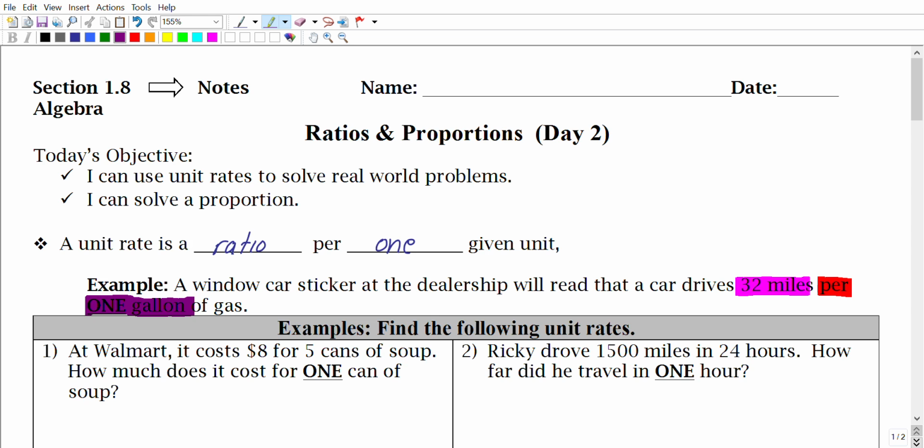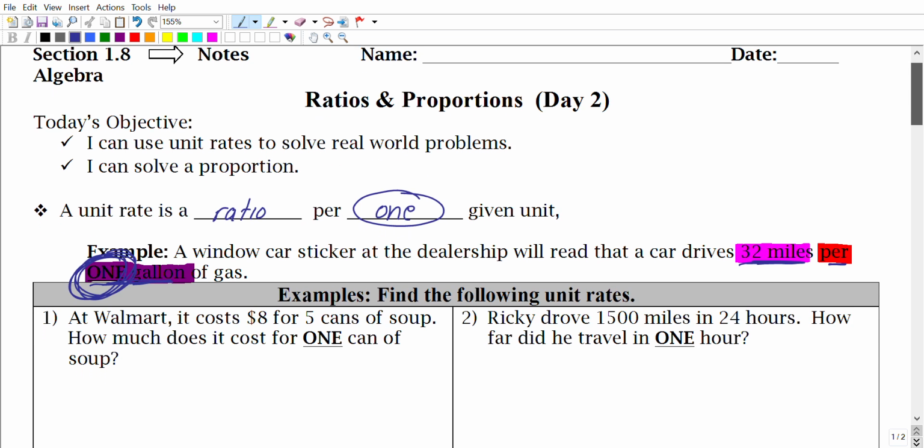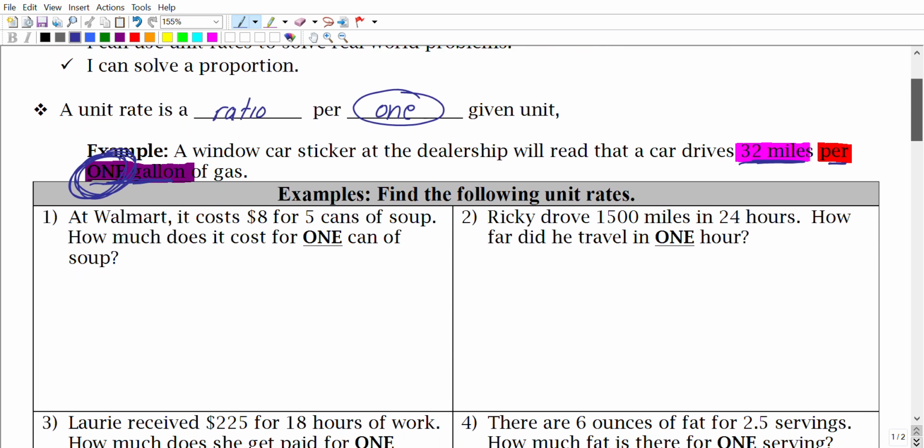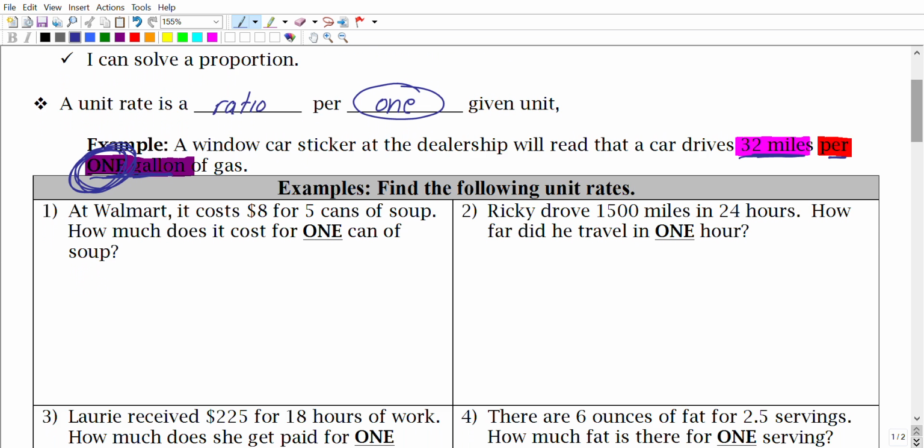Okay, so what are we doing? We're comparing two things here. We are comparing miles per gallon, and like we said earlier, it's a ratio, miles over gallons, okay? And it's per one given unit, as it shows here, per 1 gallon of gas, okay? So let's go ahead and practice with a few problems so we can get a better understanding of what a unit rate is. All right, so let's go ahead and read this first problem together.